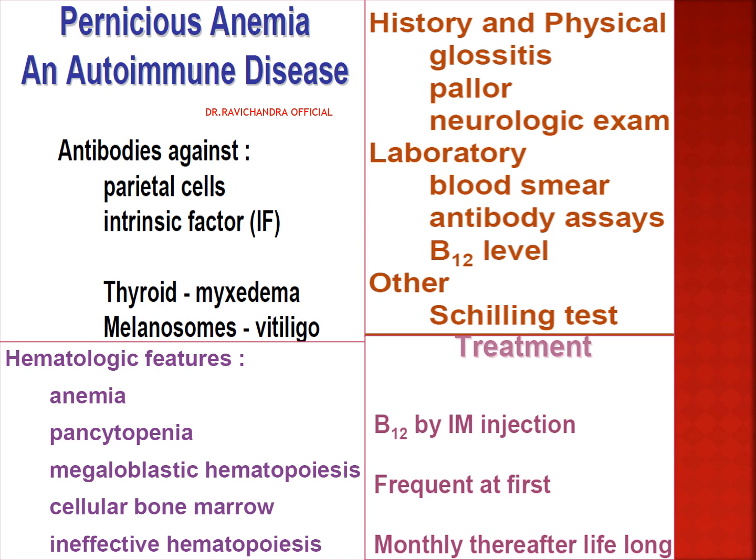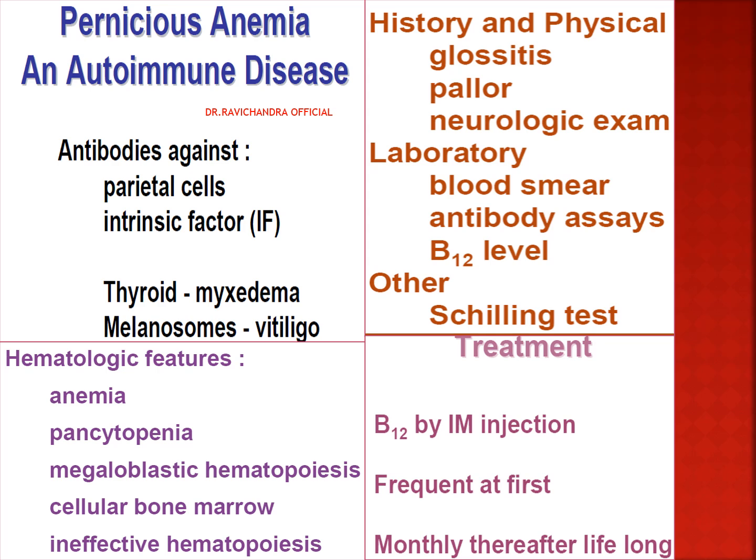Coming to pernicious anemia, it can be asked as a 3 marks question or a 6 marks question. It is an autoimmune disease. Antibodies are formed against the parietal cells that are secreting intrinsic factor. So, antibodies against parietal cells and intrinsic factor. Thyroid disease, myxedema, and vitiligo will all be seen in pernicious anemia.